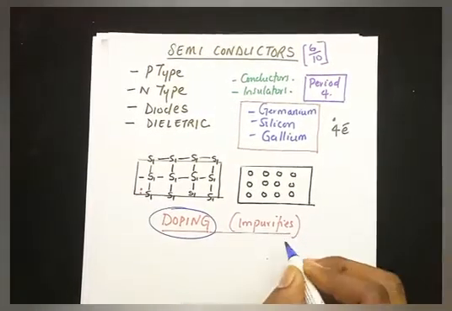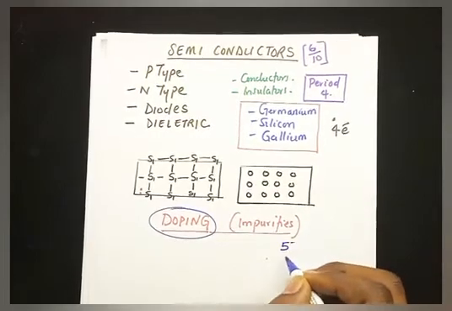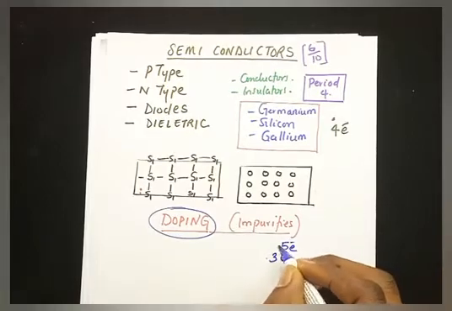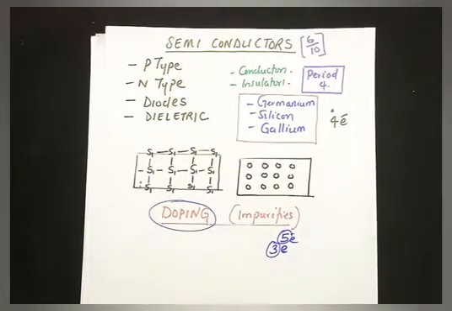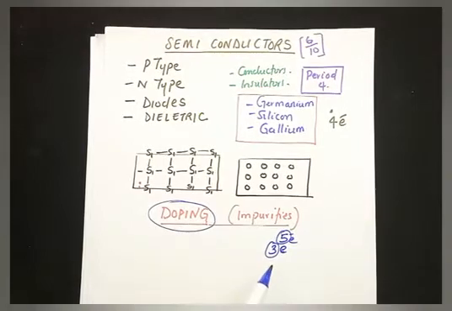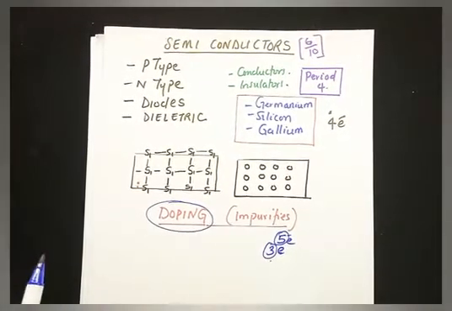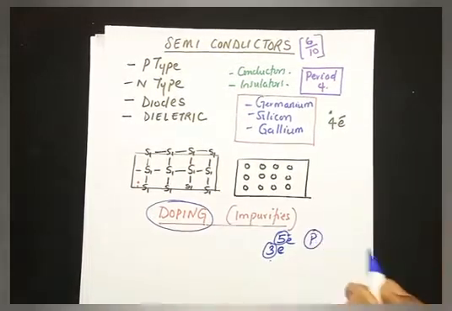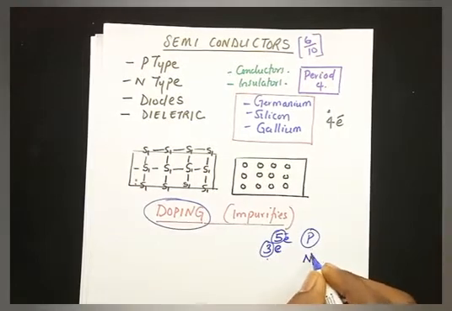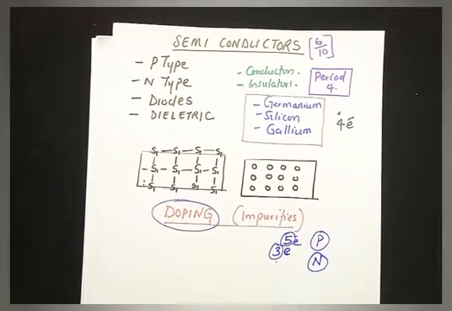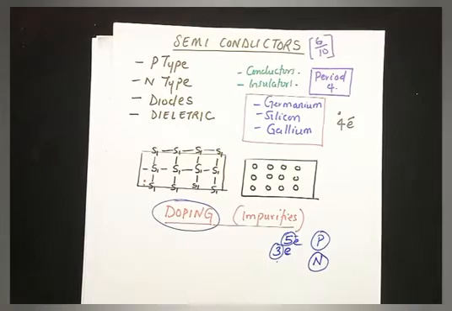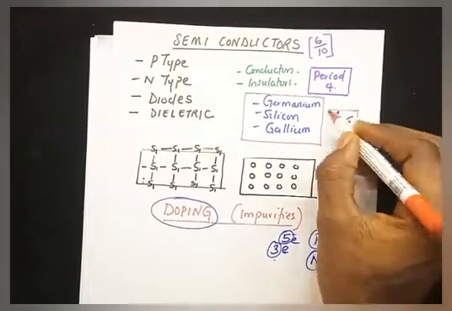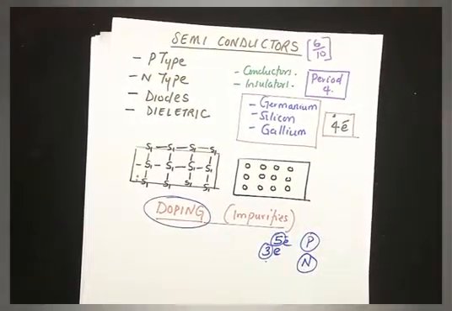And what do we use? We use elements that have 5 electrons in the outermost shell or 3 electrons in the outermost shell. That is what we use to dope semiconductors. So in some semiconductors we add substances such as what? Phosphorus. In some we add substances such as what? Nitrogen. These are impurities that are used to dope semiconductors. When we dope semiconductors, don't forget they have 4 electrons in their outermost shell.